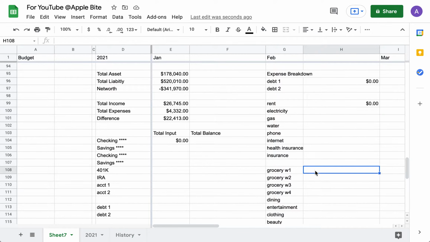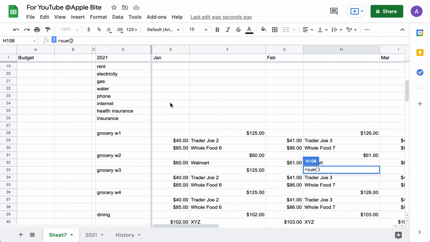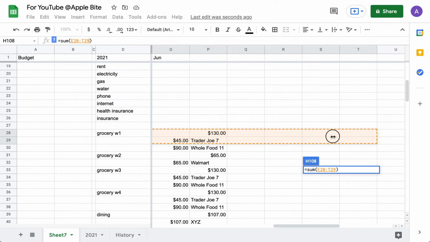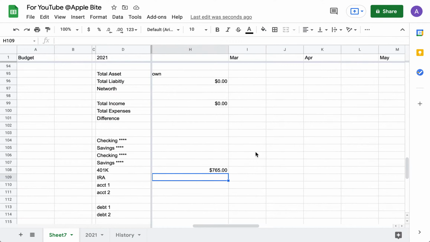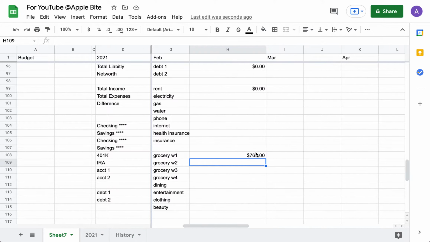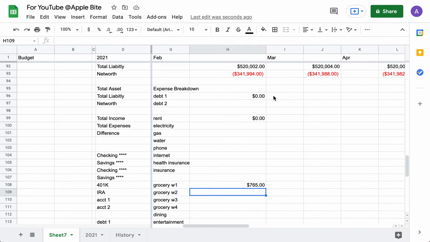And now groceries. Because we put the running total in a separate row, it just makes it so much simpler. So you get the idea, and then eventually what we have here is the percentage.